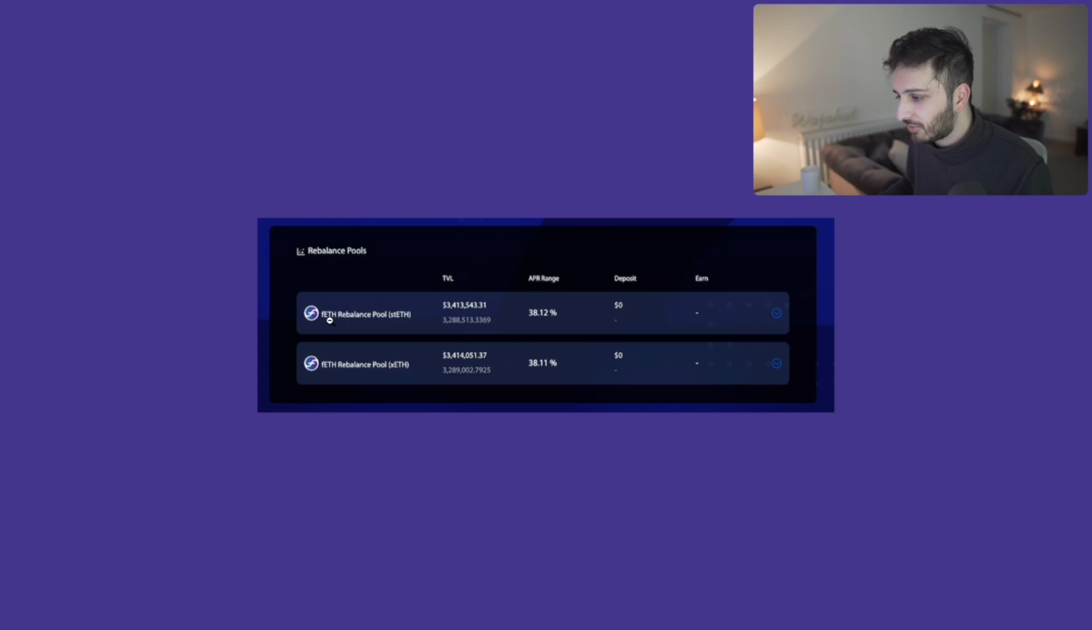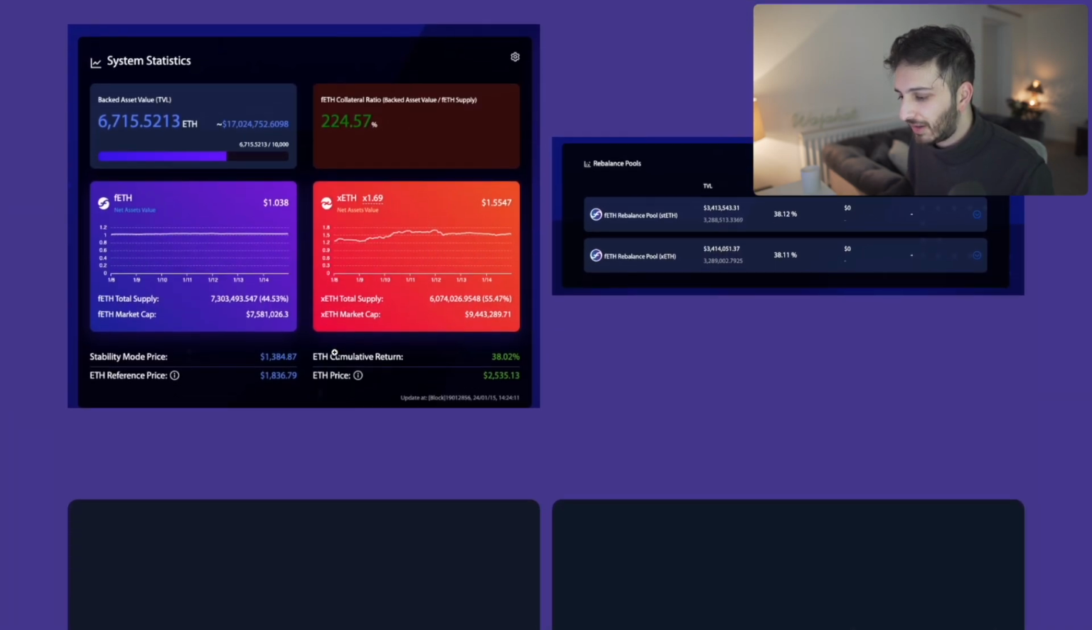The rebalance pool that we talked about as well, where you can drop fETH in and it will auto convert into stETH if collateral ratio issues do occur, is paying really nicely. So imagine on your stable asset earning 38% APR, really nice. Of course, some of this is subsidized with the FXN token, which is the native governance token for the protocol, which we're going to talk about as well shortly.